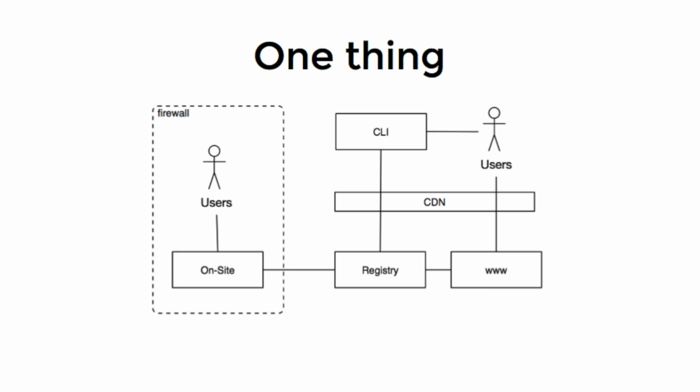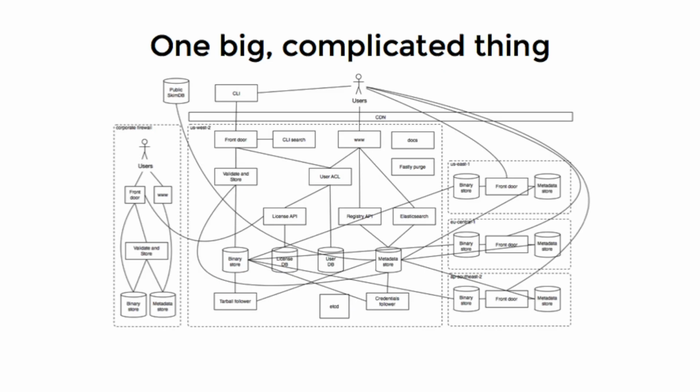What may not be immediately obvious from those 4 things is that they're actually really one big thing. They're a single gigantic service-oriented architecture with shared services and shared logic, and I can show you how that works. This is the simple version. You can see users talking to the CLI and the website. Both the CLI and the website use our CDN. The CLI and the website both use the registry. On-site users hit their own copy of on-site, and on-site itself talks to the registry.